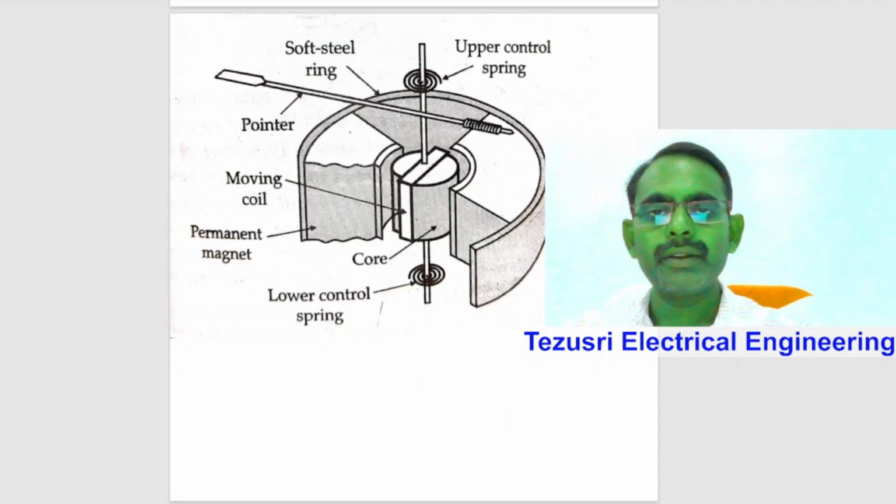In order to obtain a longer movement of the pointer and longer swing of the coil, a concentric type magnetic construction is used, shown here. Because of this, the flux pattern becomes radial, which is extended for 250 degrees and above. This type of construction is used in many panel type instruments and some portable instruments also.